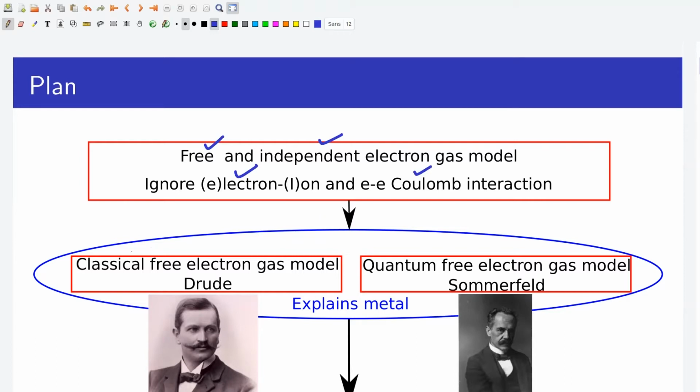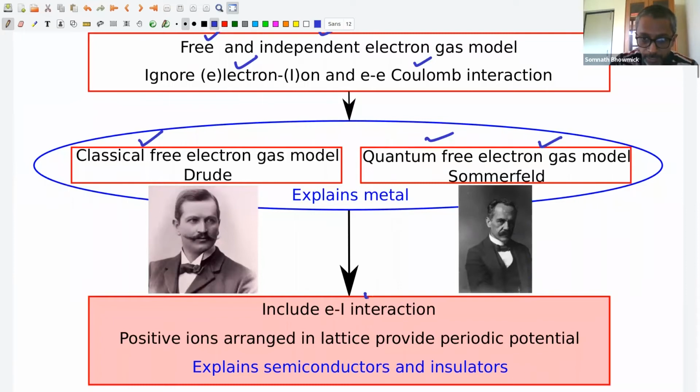First we discussed the classical free electron gas model, and then we discussed the quantum free electron gas model. We found that certain anomalies observed in the classical model, like the magnitude of the heat capacity, were resolved by using the quantum free electron gas model. However, certain other anomalies, like the sign of the Hall coefficient, could not be resolved even after using the quantum free electron gas model. Thus, we concluded that the sign anomaly of the Hall coefficient cannot be understood using the free electron gas model at all. Thus, we need to include the electron-ion interaction.